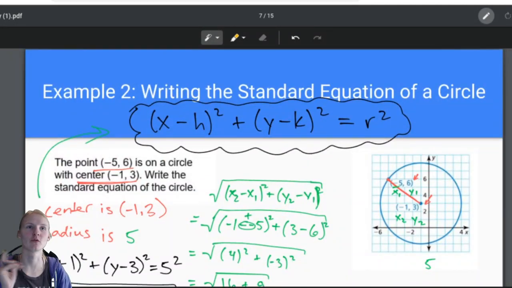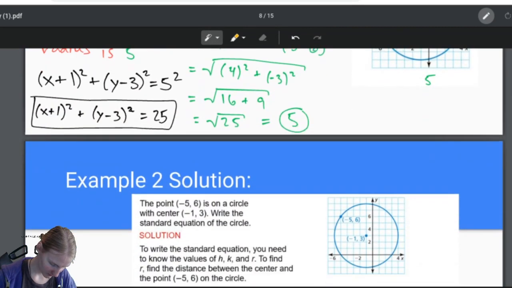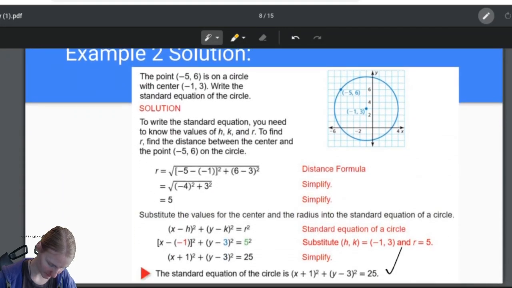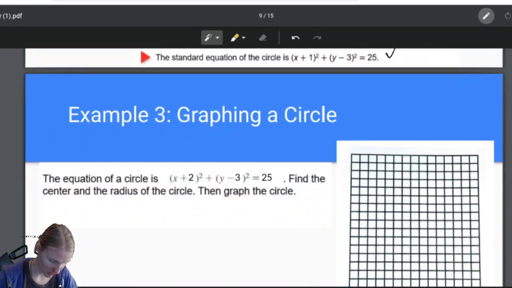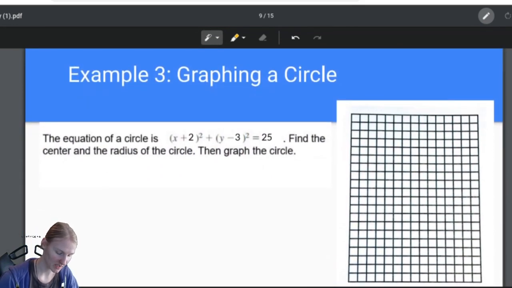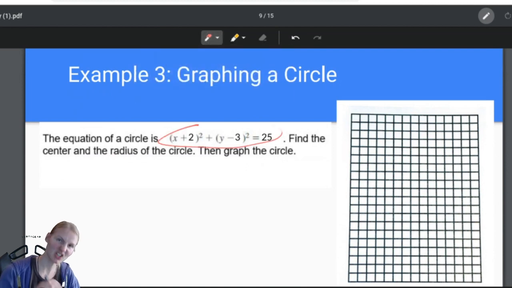Excuse me. We have one more example, and then an optional example for some bonus. Okay, beautiful, beautiful. Yep, got it. So, the last required example. Now, it gives me the equation of the circle. See that? It gives it to me. I'm supposed to find the center and the radius and then graph it.